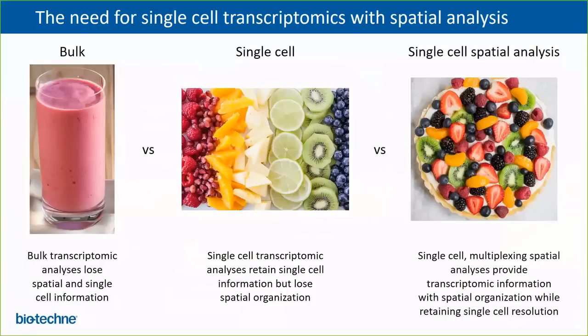And this is where spatial analyses come into play. Single-cell multiplexing spatial analyses that detect RNA can provide transcriptomic information with spatial organization while retaining single-cell resolution. So now instead of an average blended smoothie with mystery ingredients, you can see all the fruit and how it is spatially arranged.